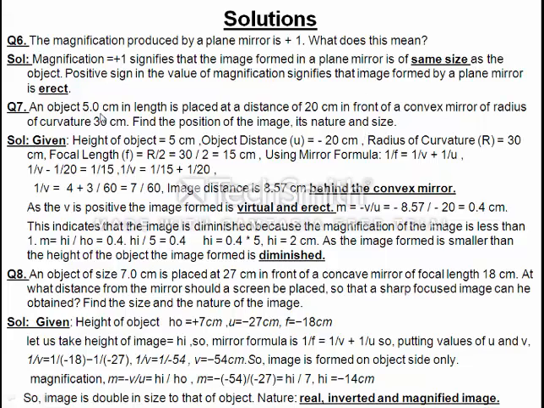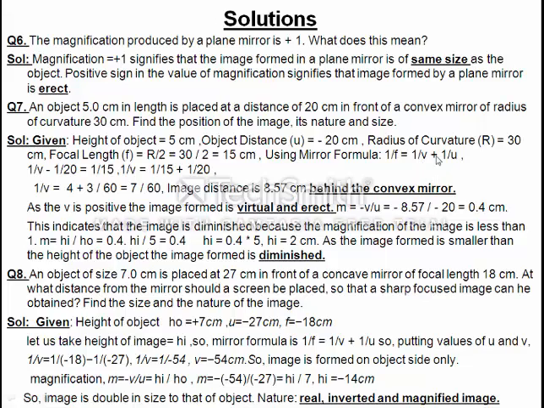Whenever HO is given, please try to find HI also. If HO is not given, with the help of magnification, find the size. With the help of magnification you can also find whether the size of the image is greater than the size of the object or not. If M is greater than 1, magnified; M is less than 1, diminished; M is equal to 1, same size. So here HO is given, object distance is given, radius of curvature is given, focal length is given.